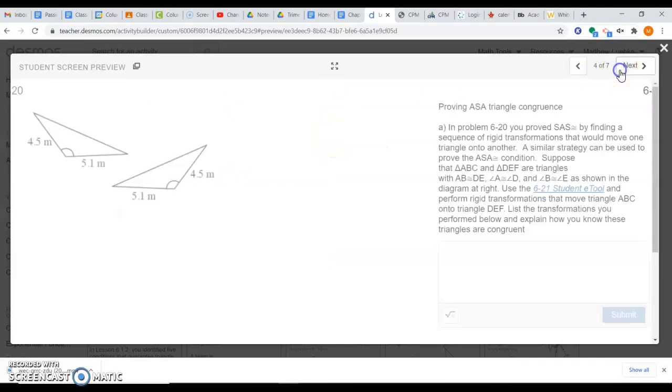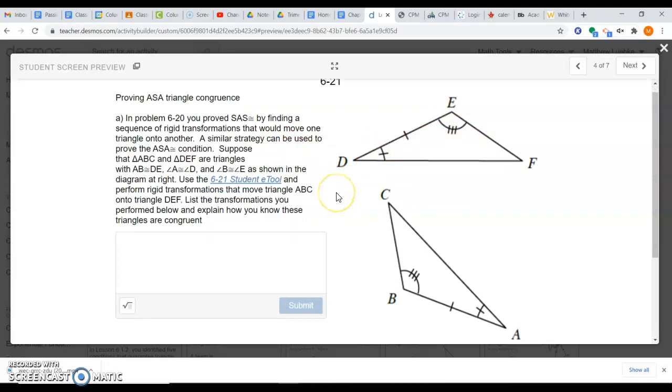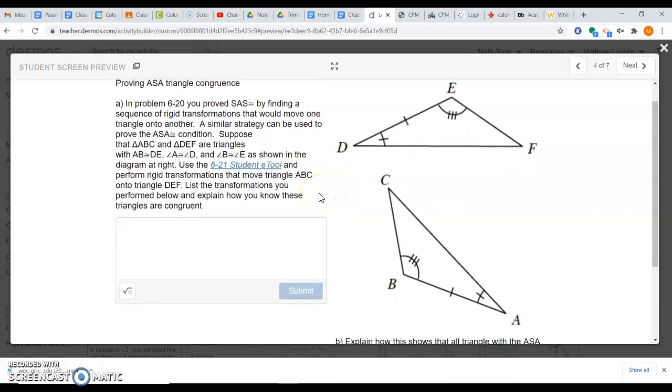Okay? Then moving on to 4, same kind of thing. We have now to prove angle-side-angle triangle congruence, and it says that when you proved side-angle-side congruence, you found a sequence of rigid transformations that moved one triangle onto the other. And we're going to do a similar strategy here for angle-side-angle. So suppose that these triangles ABC and DEF, where AB equals DE, angle A equals angle D, angle B equals angle E, as shown at the right.